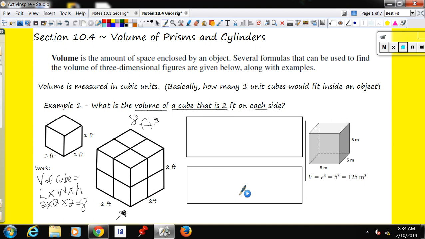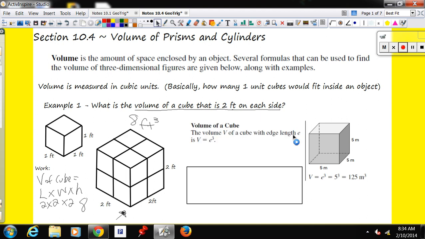Now, when we're talking about a square, because a cube has a bunch of squares, what is just the length times the width? That's the area of just the square. So basically what we did to get the volume of a cube is we found the area of the bottom square. And then what did we do to it? We multiplied it by the height. So that's kind of what you're going to see in some of these formulas.